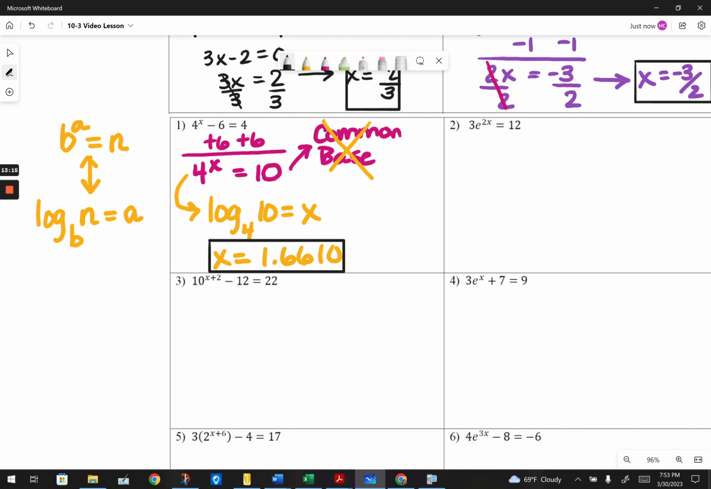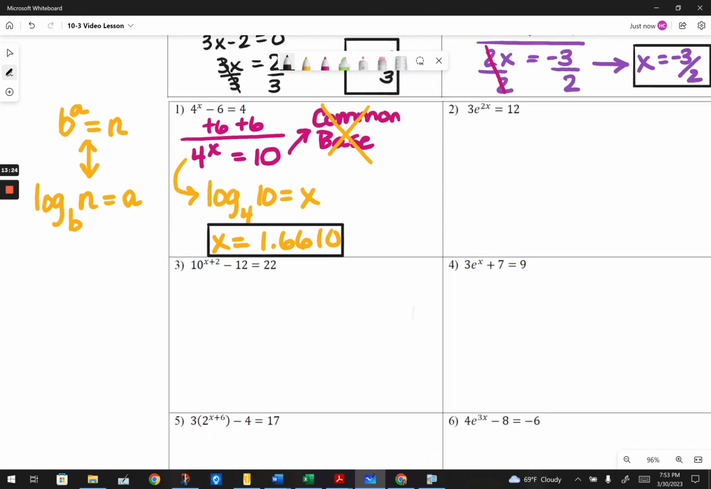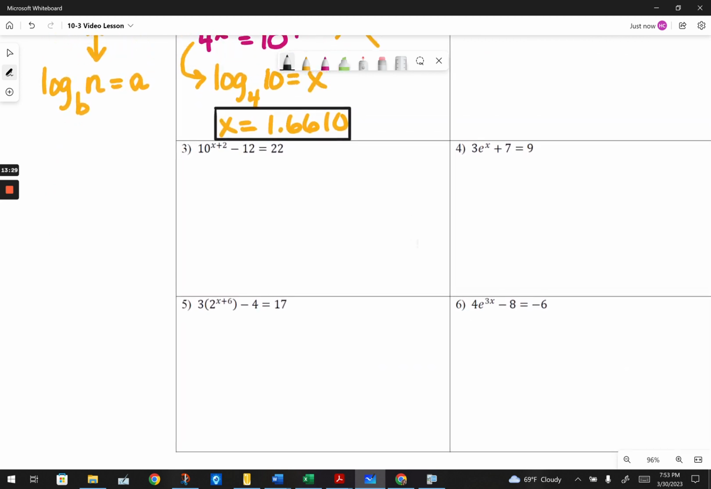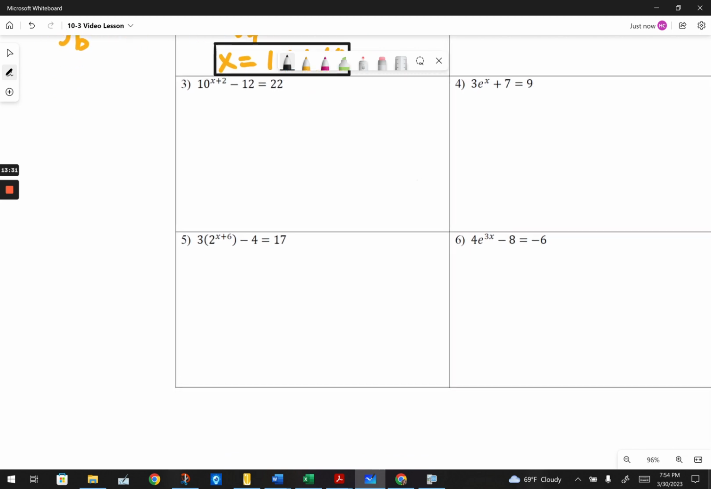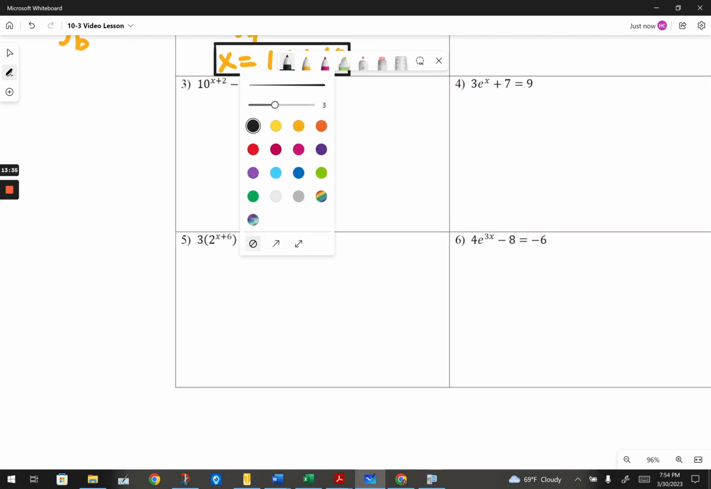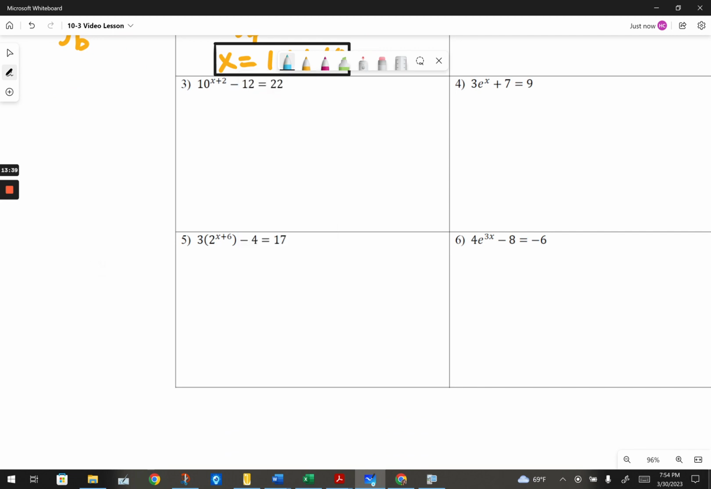Alrighty, we keep going. Let's try number 6, I think it was. Nope, number 5. Let's try number 5. So number 5, let's solve for x again. The first thing we're going to do is add 4 to both sides, okay? Add 4 and add 4 on both sides, because we're trying to get this equation to look like an exponential equation.